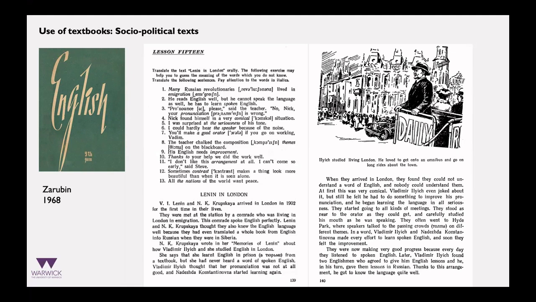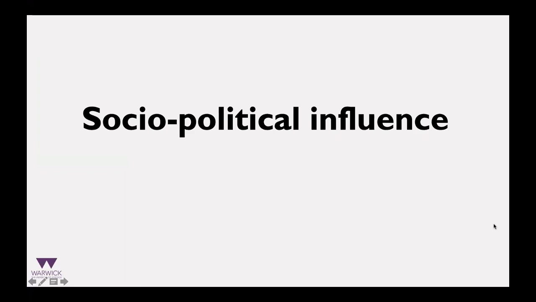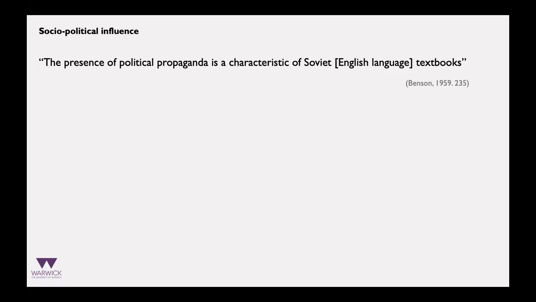And we see this from quite young ages as well. And I think that's a nice place to look at this socio-political influence that the books had and gave to the students as well. And of course, the presence of political propaganda is a characteristic of these books, and that was noted by Benson back in 1959.